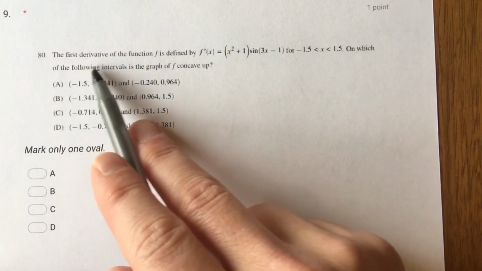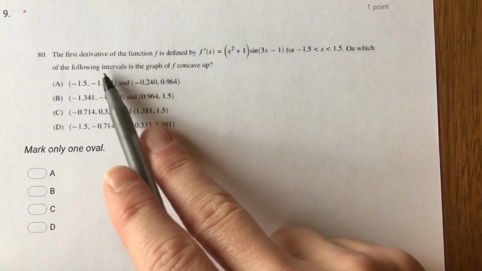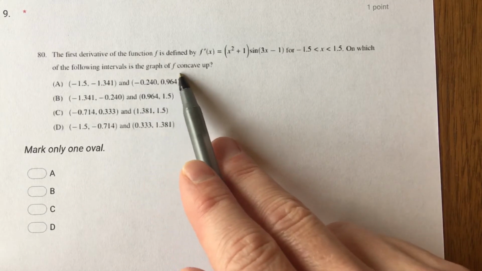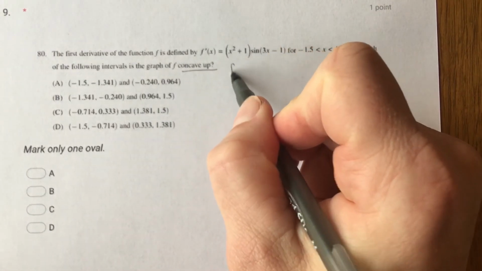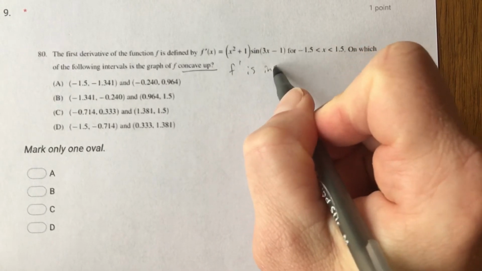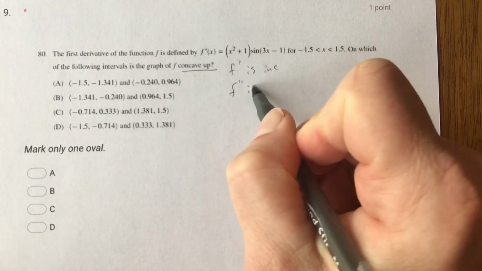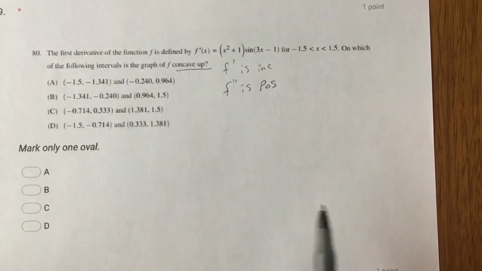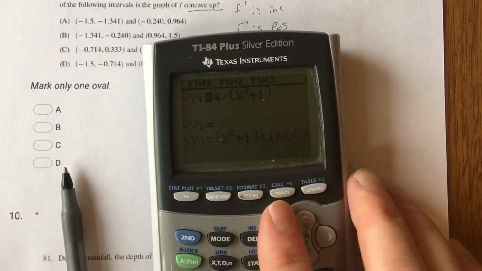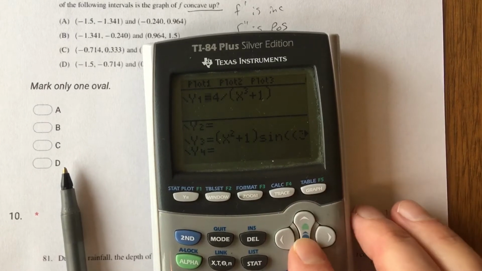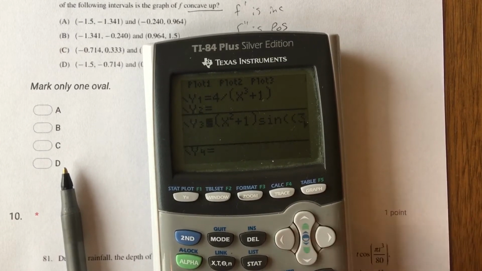Problem 8 gives us the first derivative, and they want to know on which of the following intervals the graph is concave up. So in order to be concave up, either our first derivative is increasing or our second derivative is positive. So we have an option. So I go to the calculator and go to y equals. I'm going to shut this one off now. I already have this stored into y3.